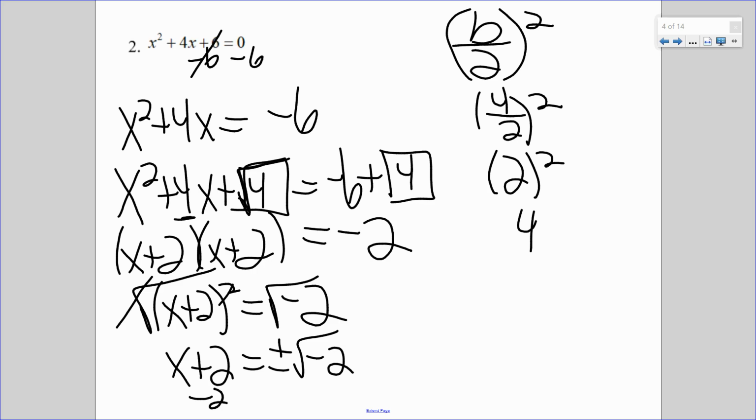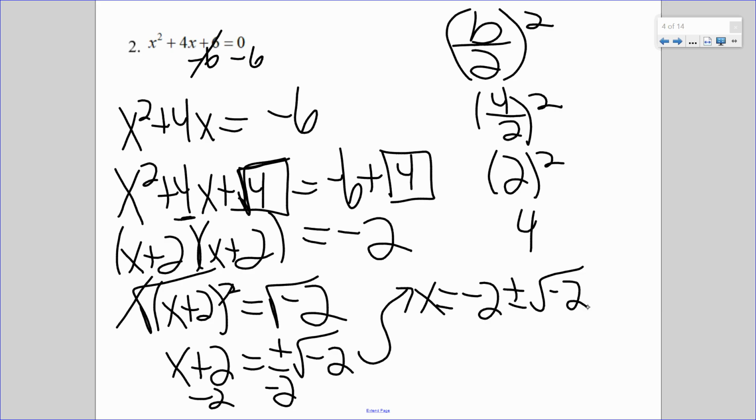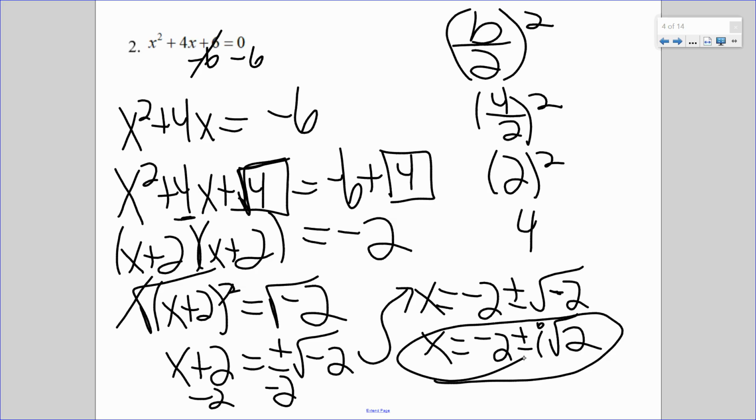Isolate the x by subtracting 2 from both sides. I get negative 2 plus or minus radical negative 2. The final step, if possible, is to reduce the radical. Well, I can't do much, but that negative inside the radical should not be inside the radical. It comes out, it becomes an i. That's your answer.